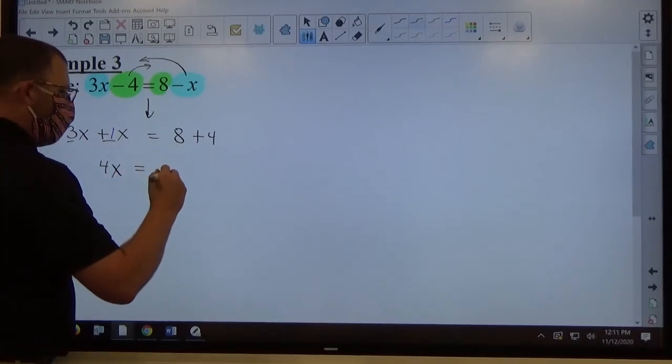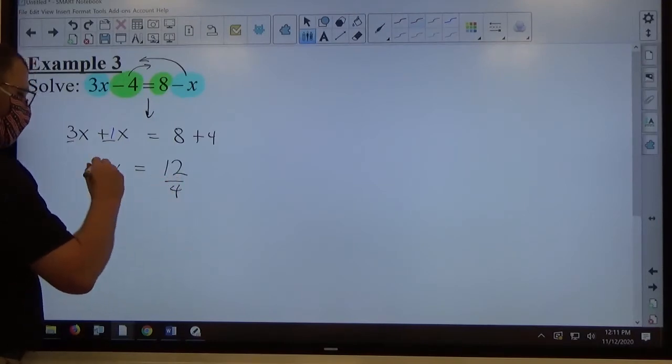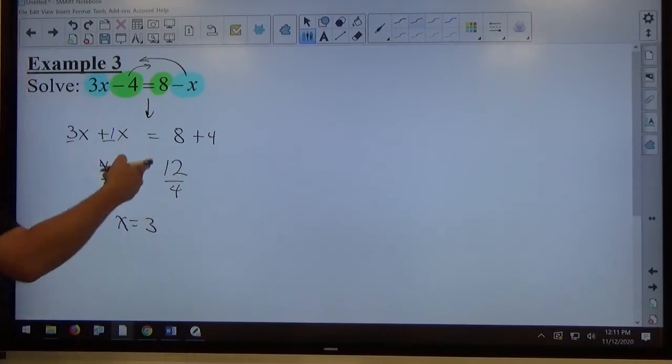On the right-hand side, 8 plus 4 is 12. 4x equals 12, divided by 4, the coefficient, and x is equal to 3. Again, it divides out exactly right.